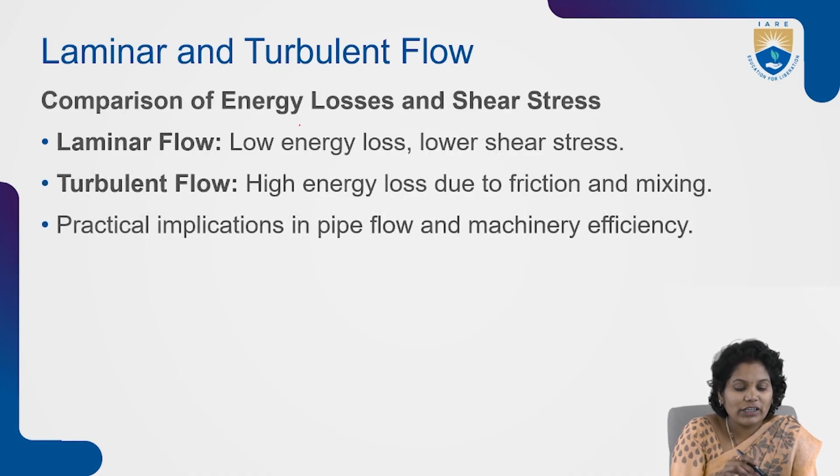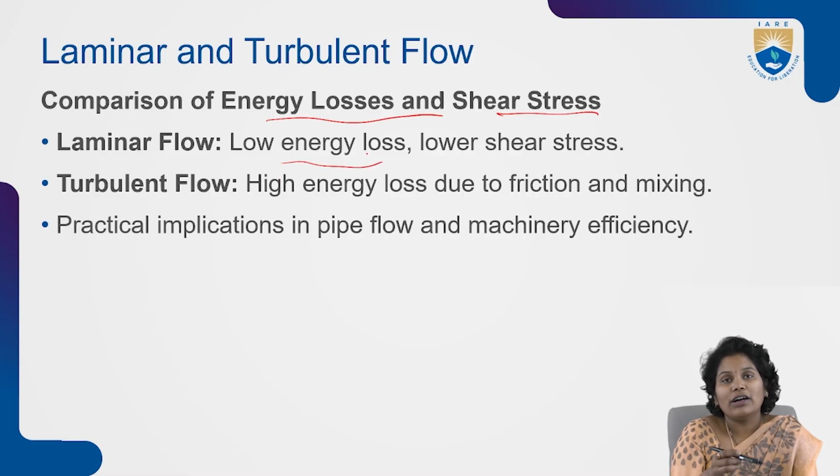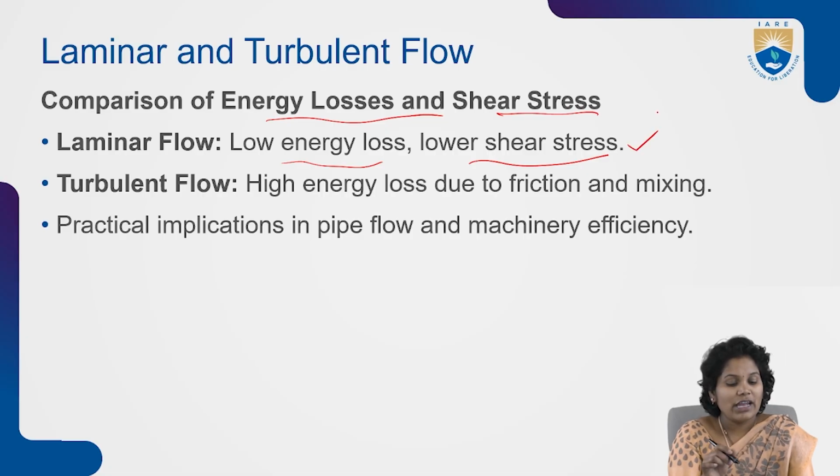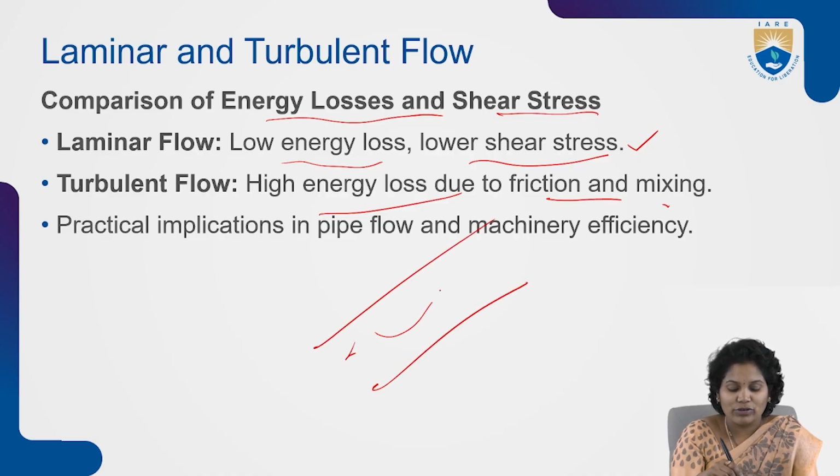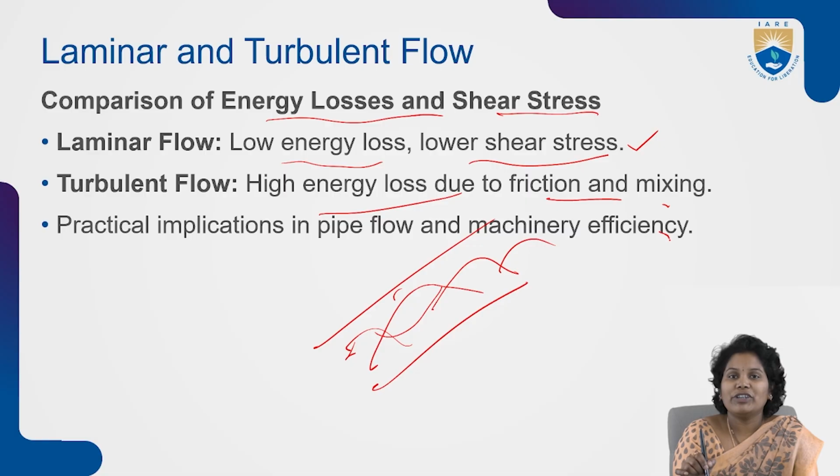Now the comparison of energy losses. As we already discussed, laminar flow has low energy dissipation, that is low energy loss, and low shear stress also, because all the particles are moving in their own path. That's why we see less energy loss. In turbulent flows there is high energy loss due to the friction and the mixing of the particles from one to another in a zigzag manner. These have practical implications in pipe flows and machine efficiency.